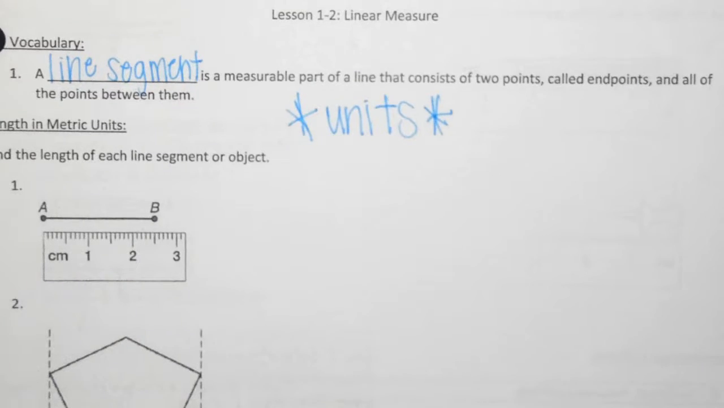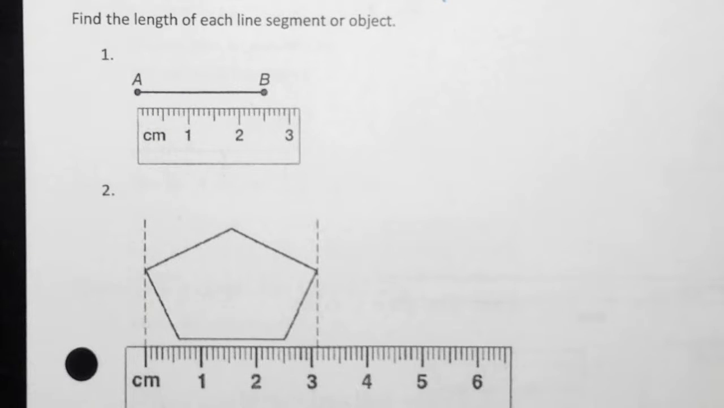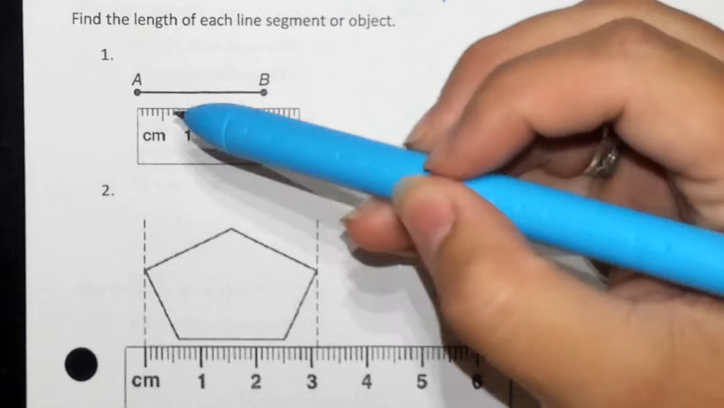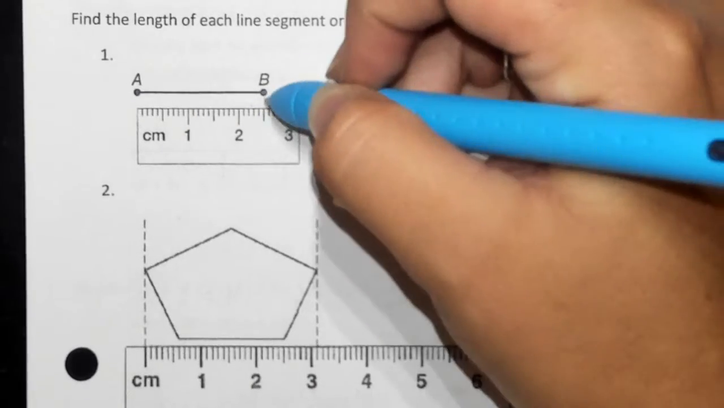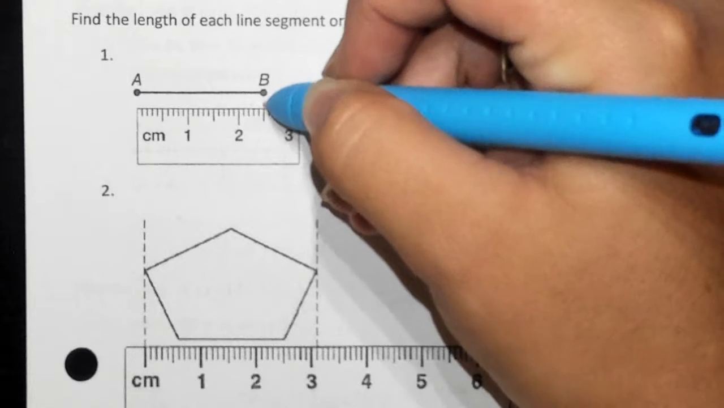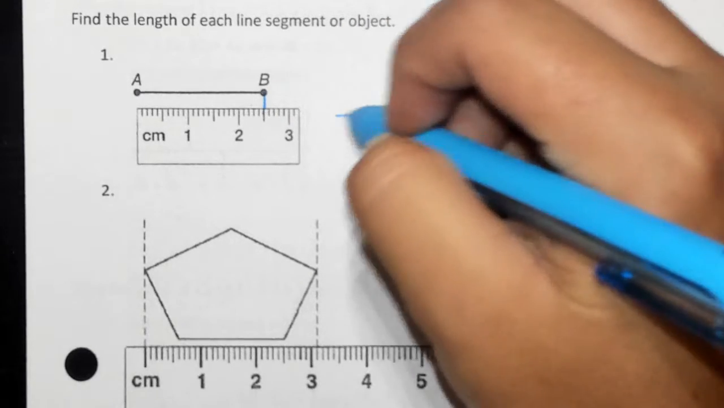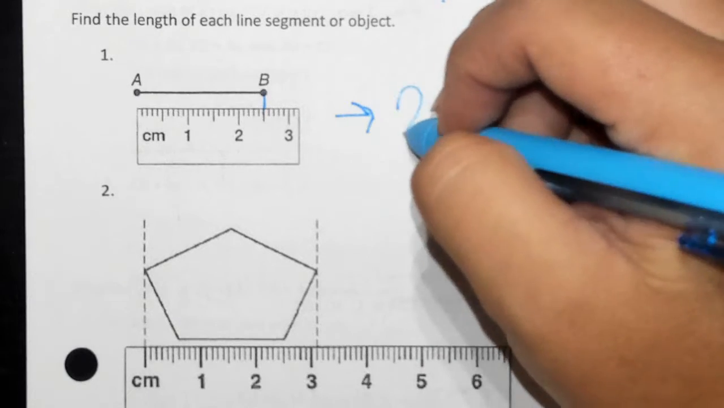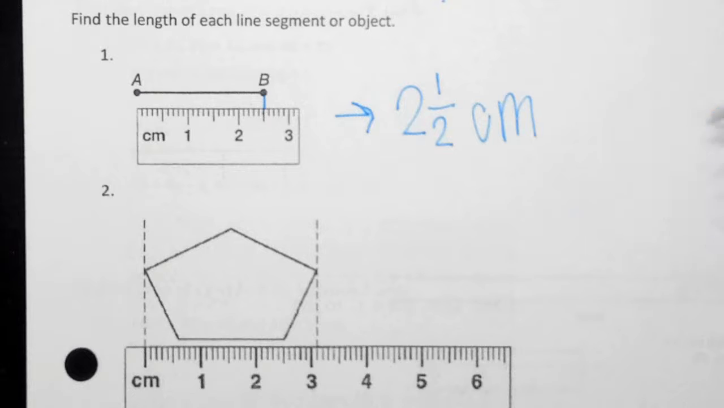Okay, so I have this line segment AB right here, and we need to measure it. What unit are we using? Centimeters. Okay, so there's 1 centimeter, 2 centimeters, 2 and a half. Don't get too picky, okay? Like if that looks like it's on a half, it's on a half. So the answer to this question is 2 and a half what? Centimeters. Can I put 2.5? Sure.